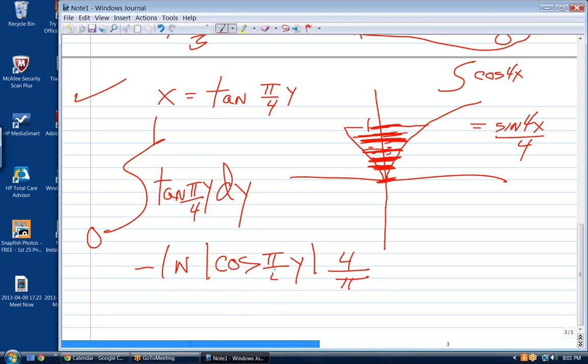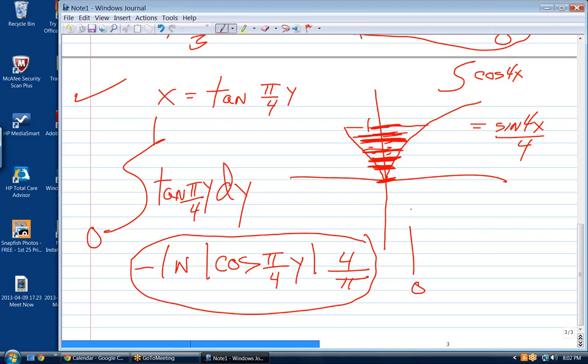Evaluated. Notice that we could test that premise by taking the derivative of that. If we take the derivative of that, we better get that. And you would. You'd end up with sine over cosine, which is tangent. So, we still have to evaluate this from 0 to 1, but that's not going to be that hard.